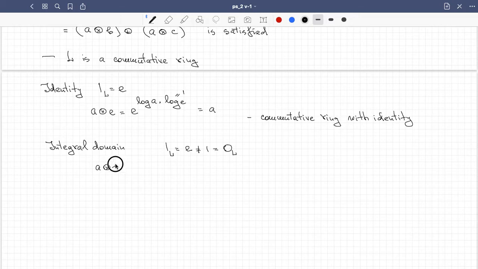Assume a product a∘b is 0 in L, and let us rewrite it. What does this mean? This means that e to the power log a times log b is 1. This is the 0 in L, the number 1. e to something equal to 1 implies that something, the product of logs, log a times log b, is 0. Now it is not 0 in L, this is the number 0. 0 in L is the number 1.